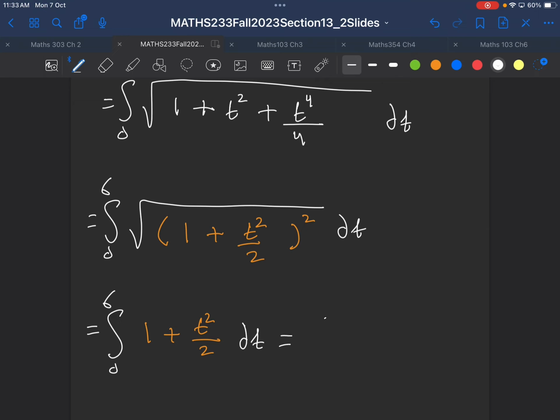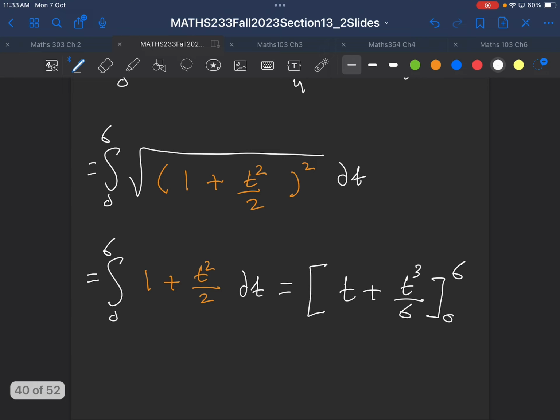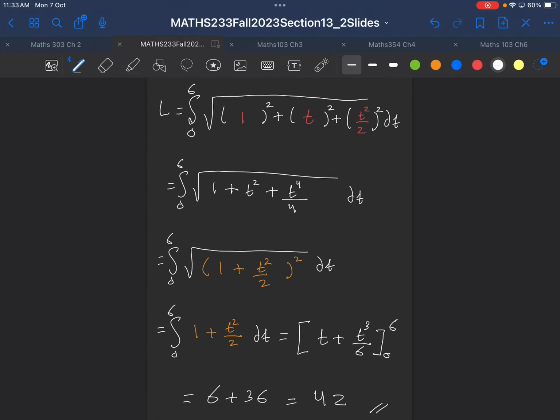Now this is the integral, t plus t to the power 3 over 6, from 0 to 6. If we substitute 0, we get nothing. If we substitute 6, this will be 6 plus 36. The answer should be 42, and that's the answer for the arc length.